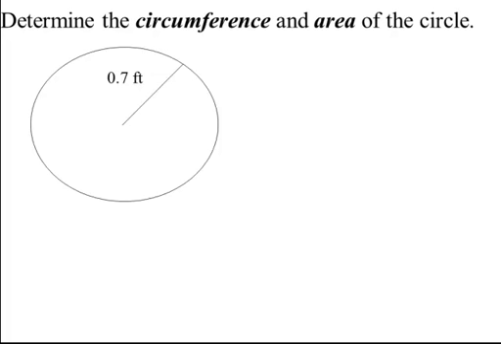Determine the circumference and area of this circle. The question has two parts, circumference and area. We'll start by focusing our attention on finding the circumference. Circumference is equal to 2 pi r.